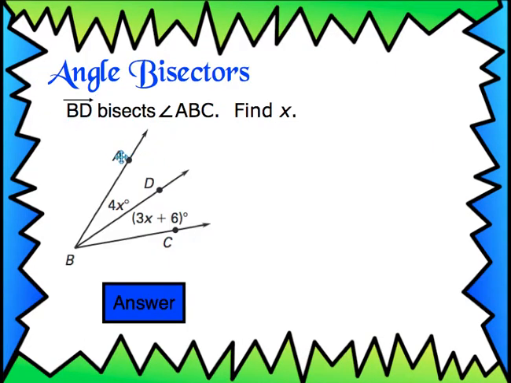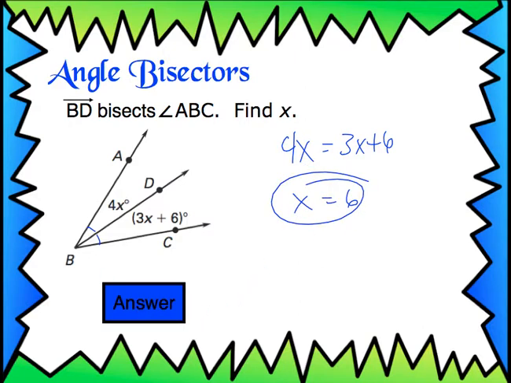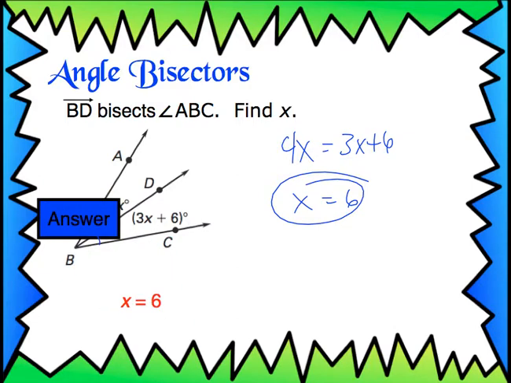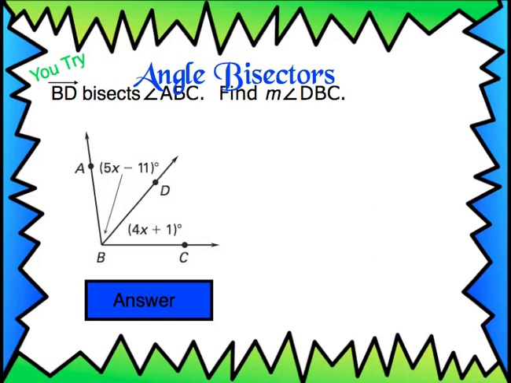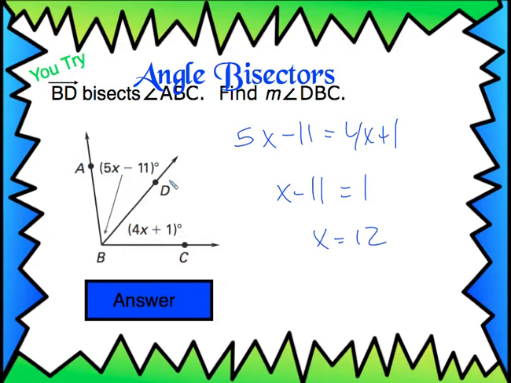So then we have angle bisectors, which bisect means it just cuts it in half. So these are congruent angles. So 4x should equal 3x plus 6. So if I subtract 3x from both sides, I get x equals 6. So see if you can do this one by yourself. Pause it. Should get 12 for x, and then when you plug that back into DBC, you get 4 times 12 plus 1, which is 49.